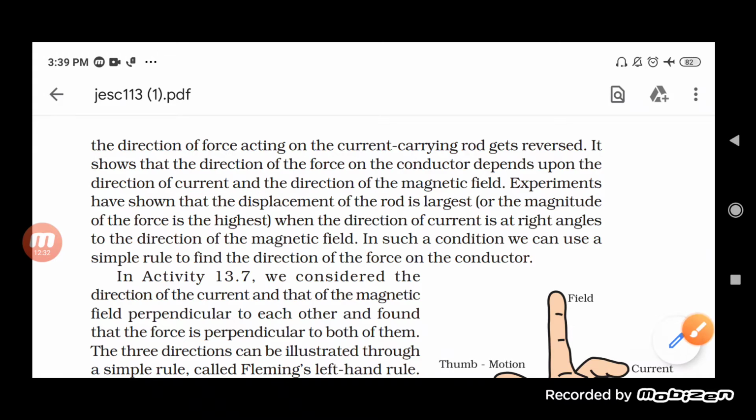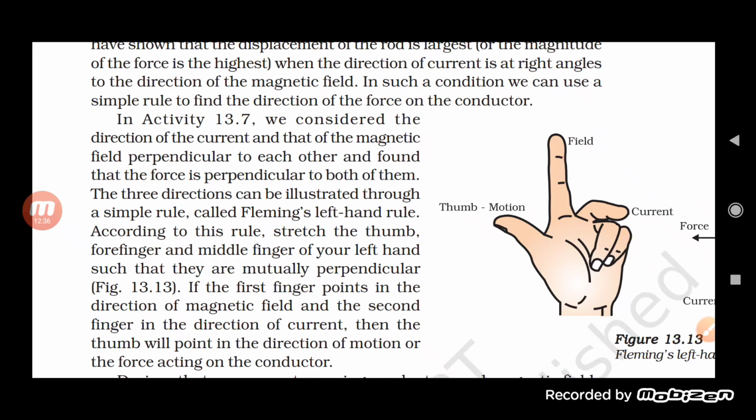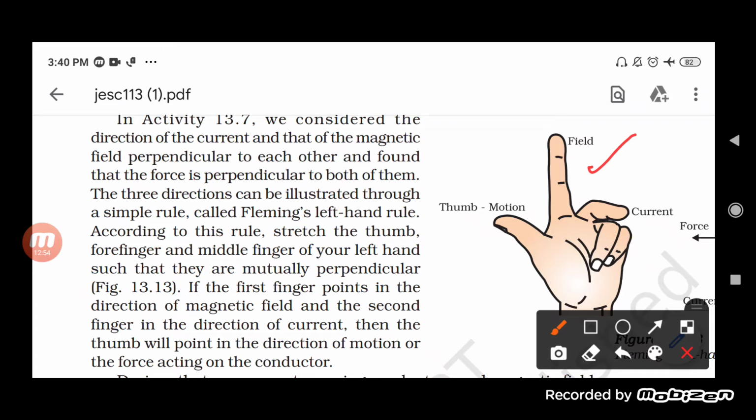So suppose we consider that the direction of the current and that of the magnetic field are perpendicular to each other, and we find that the force is perpendicular to both of them. Then the three directions can be illustrated with the help of Fleming's left hand rule. Suppose, students, we have taken the magnetic field. We said that the displacement of a current-carrying conductor will be maximum when the direction of the current and the direction of the magnetic field are perpendicular to each other. Now if the magnetic field and the current are perpendicular, and the displacement shown by the rod is also perpendicular to both of them, then these directions can be explained with the help of a simple rule called Fleming's left hand rule.